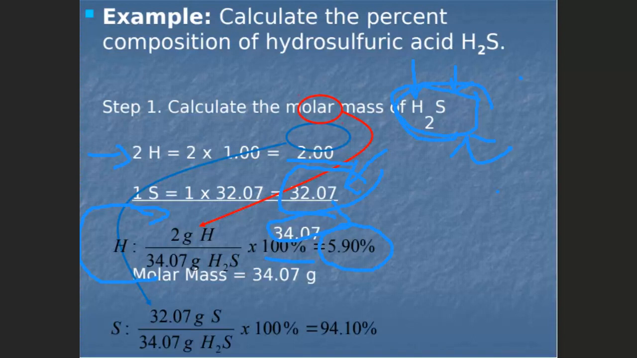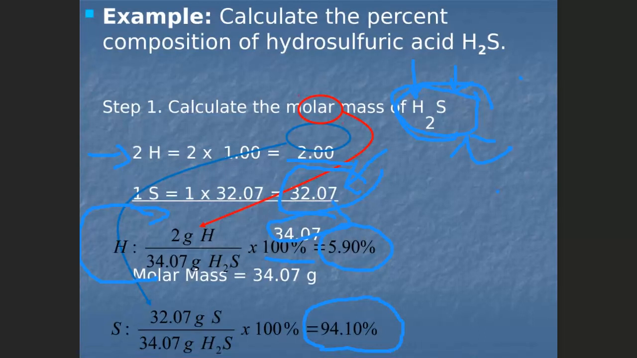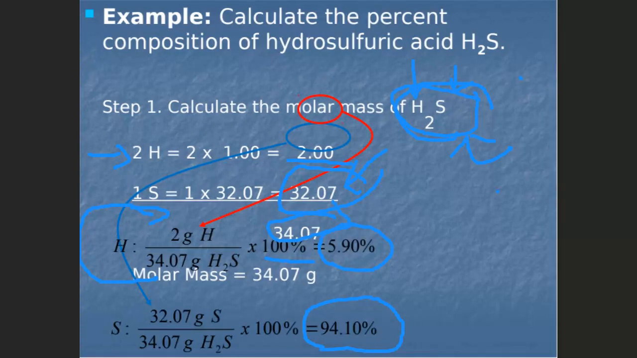Then we are getting 94.10%. Here I want to give you a nice little trick that helps you. When you calculate the percent composition of any compound, you can tell whether your calculation is going wrong or right, because these are quantitative: if you now add these two percentages, they must equal 100.